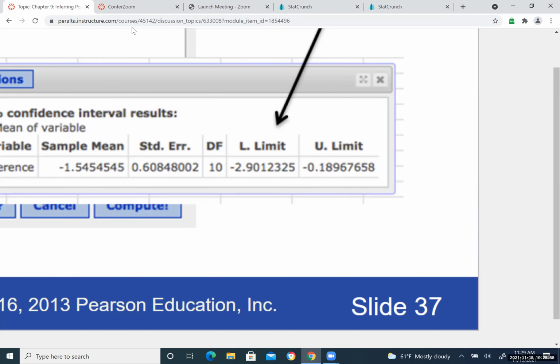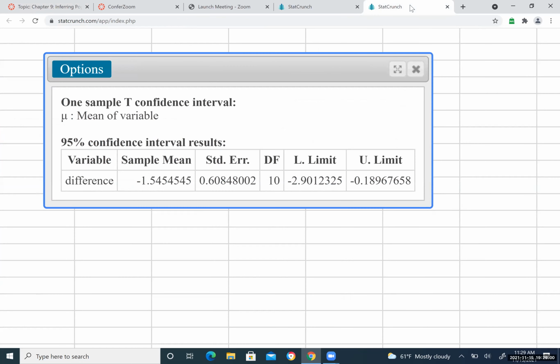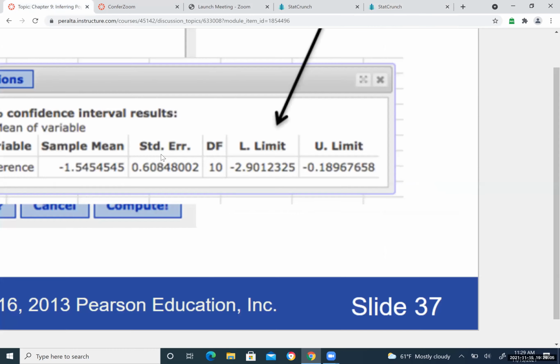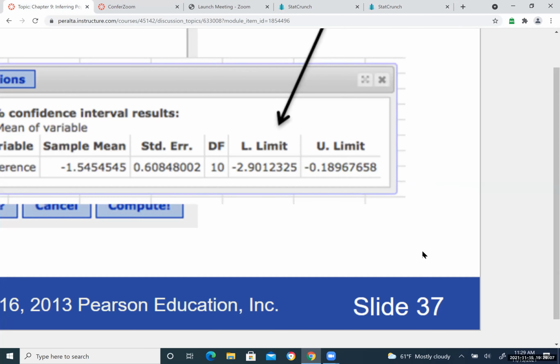Let me see the sample mean. Do they get the same or not? Okay. Standard deviation, they got the same too. Okay, looks like we can do it.